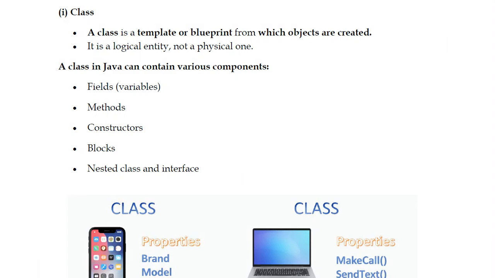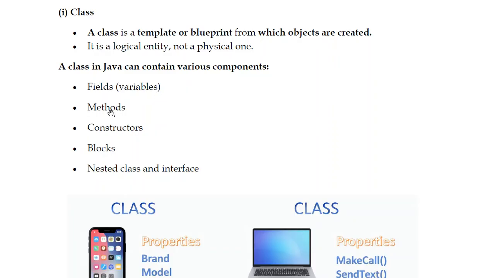A class is a template or blueprint from which objects are created. We already discussed it is a logical entity, not a physical one. If I say mobile phone or laptop, it is not coming directly in front of us, just a prototype or design. So what can the class contain? Fields. Another name for fields: data members, properties, attributes, or variables. Same meaning.